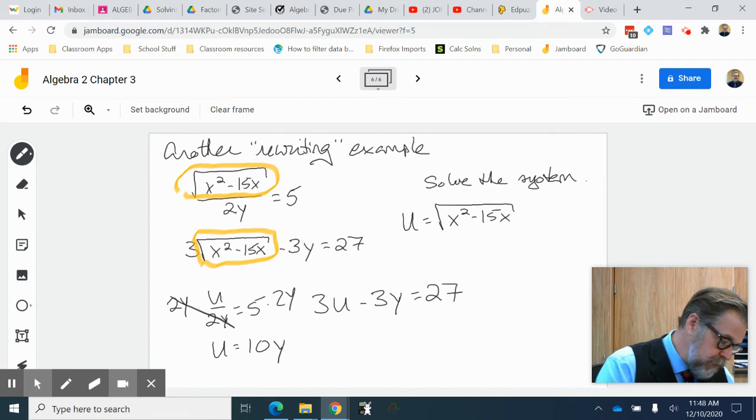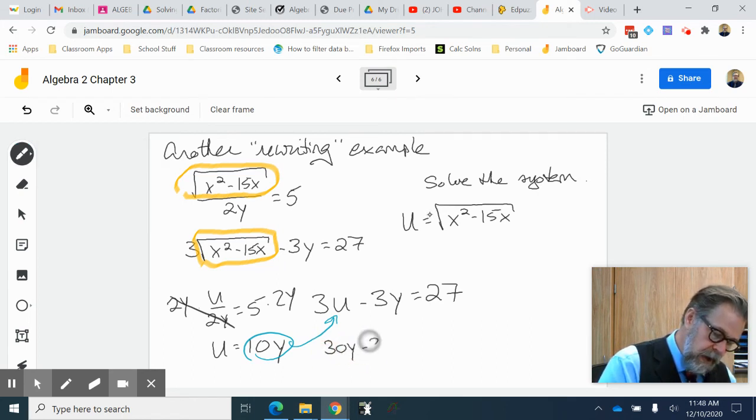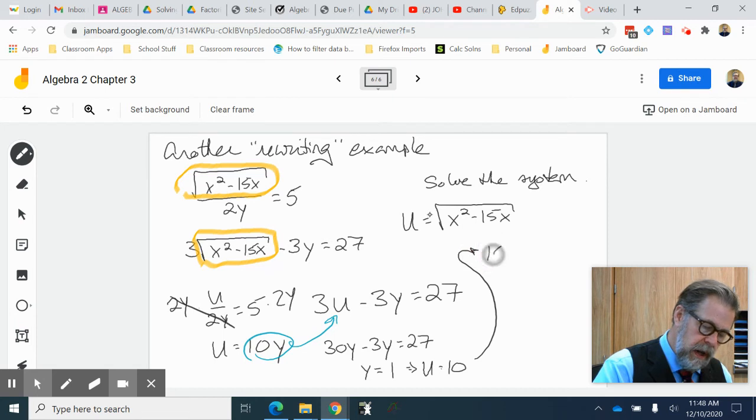Now I can substitute this in to here, and my new problem is that 30y minus 3y equals 27, 27y equals 27, y equals 1. And that tells me that u is equal to 10. And so now I can go back up here and I can say, well, then I know that 10 is equal to the square root of x squared minus 15x.